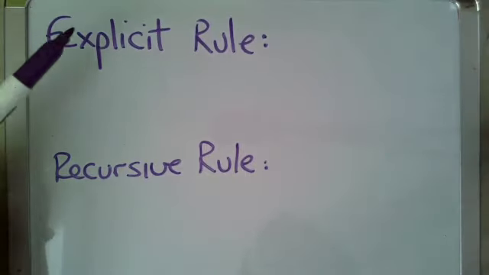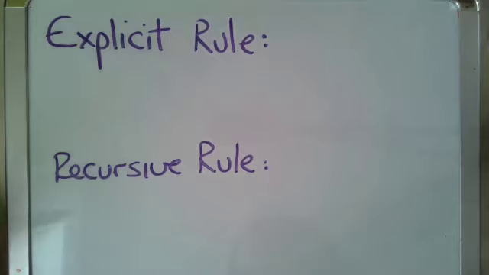Okay, so you've learned how to write rules for arithmetic sequences and rules for geometric sequences, and then all of a sudden they throw at you the idea that there's a recursive rule for sequences. What the what? Okay, let's look at that. So the rules that you've learned so far are called the explicit rules.